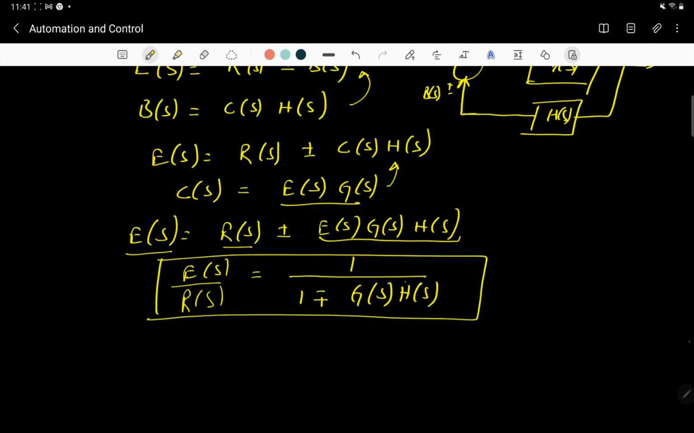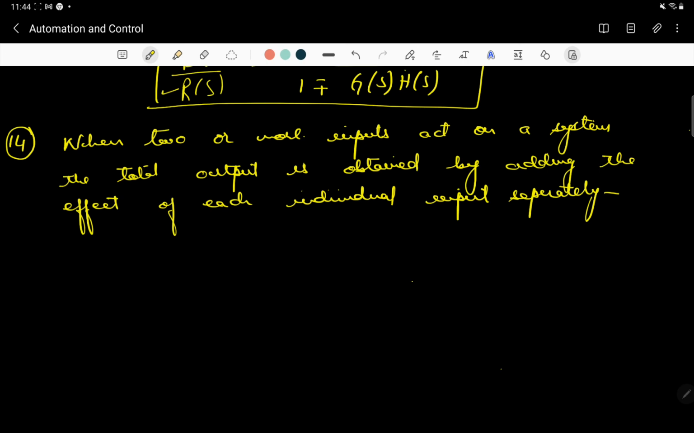E(s) is simply the error, and R(s) is the input. So this represents the transfer function using both of these quantities. Okay, thank you. Sorry, one more point is left. No, this is the last point.